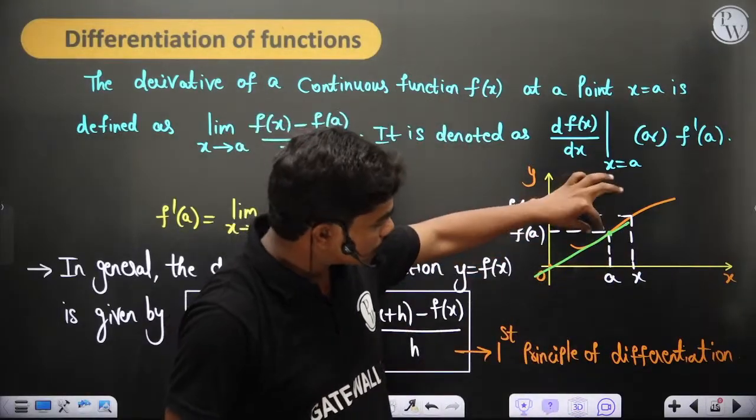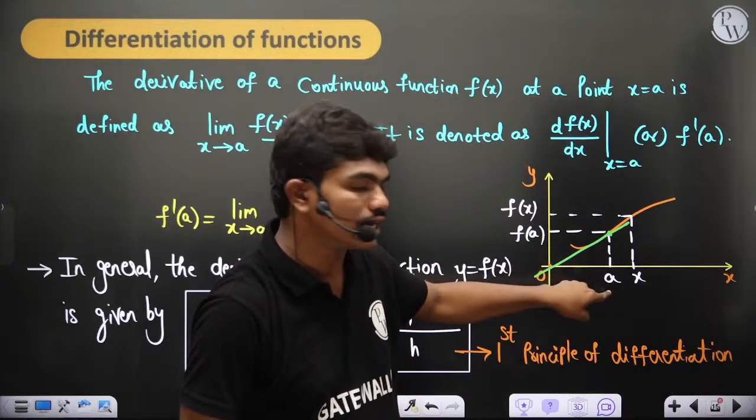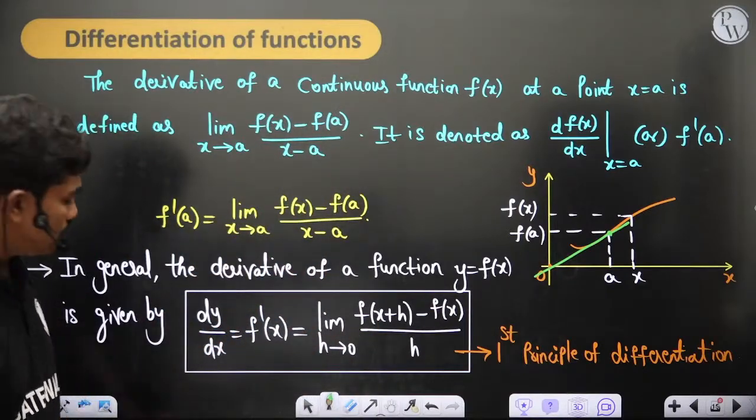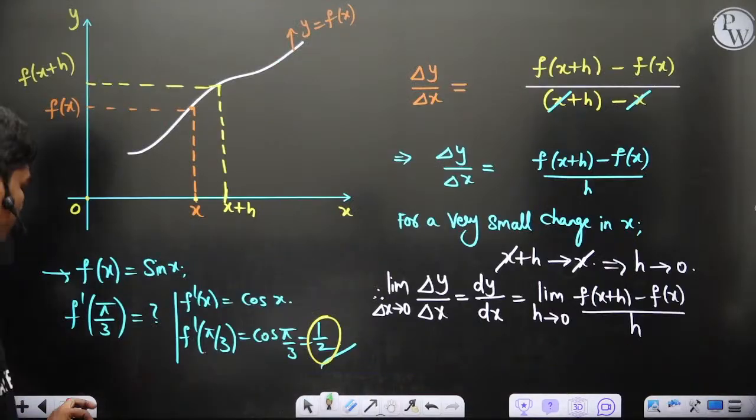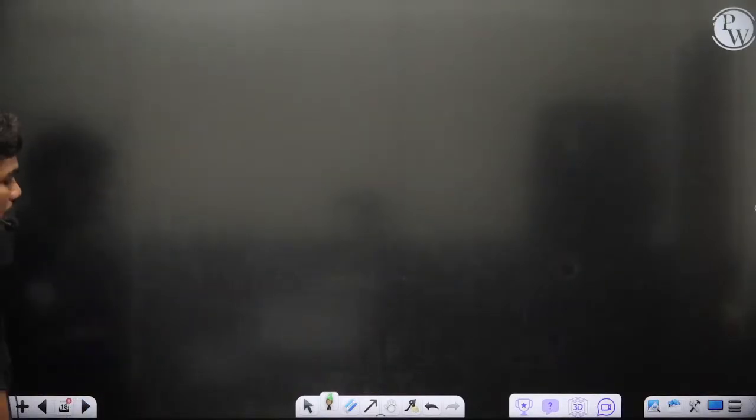So if you want to make this differentiation at this point, then ultimately this length should converge to this point, which means x should tend to a, or x minus a tends to 0, which is the same thing, okay. Now let us work out one example and decide whether this function is differentiable or not, okay. So let's see how we can do that.